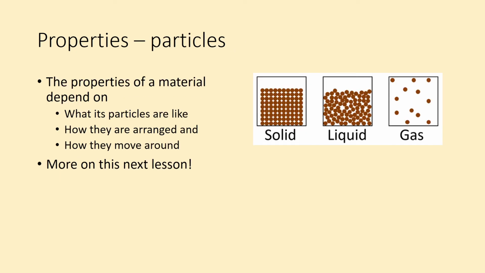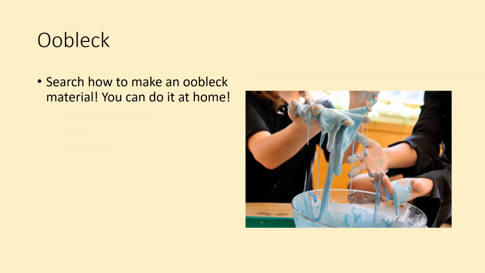Okay, particles. So the properties of material depend on what its particles are, how they're arranged, and how they move around. And I've got a picture on this slide showing you the particle model of solid, liquid, and gas. This is a model which we're going to come back to again and again during school science, and we will do a bit more on that next lesson.